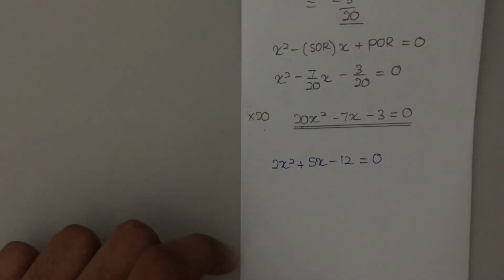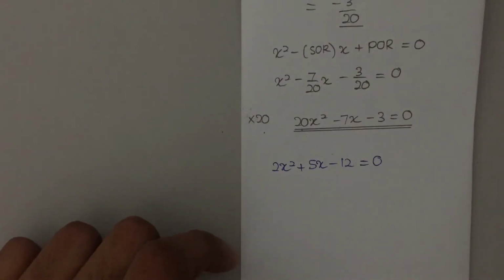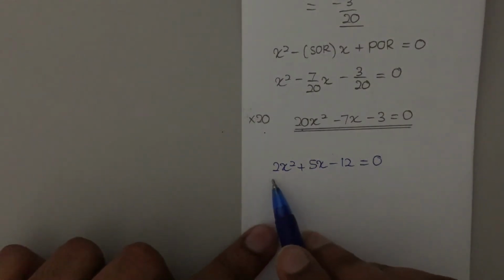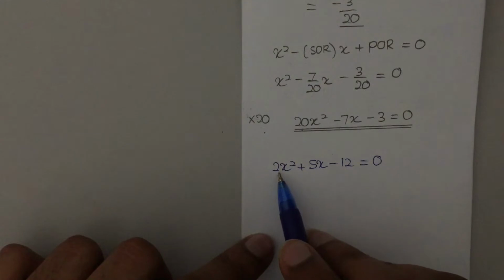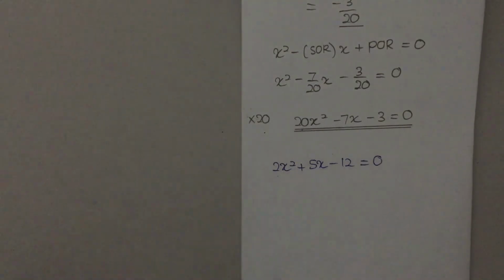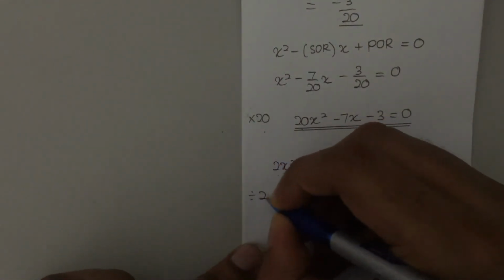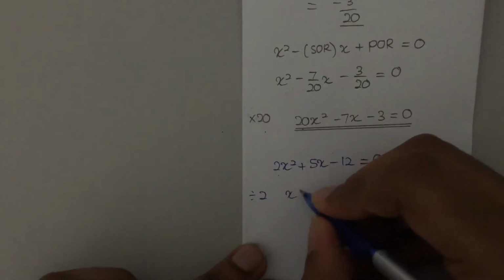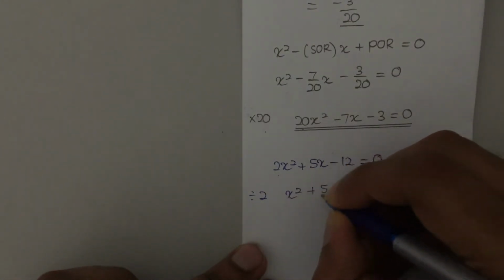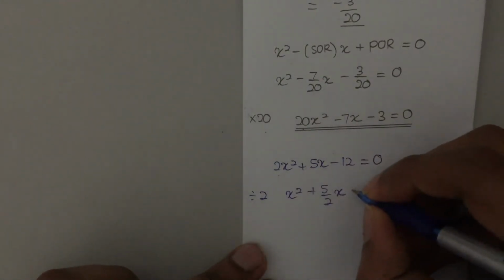The first step is you need to make sure that the coefficient a is equal to 1. In this case, your coefficient a is 2. So you need to divide the whole quadratic equation by 2. From here, you get x squared plus 5 over 2 x minus 12 over 2.